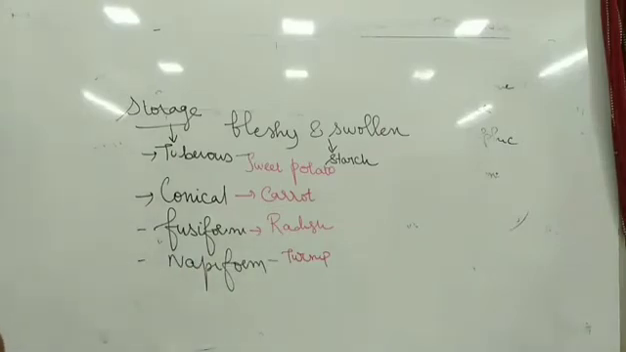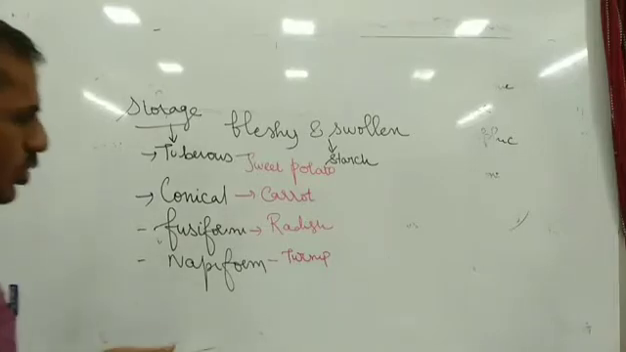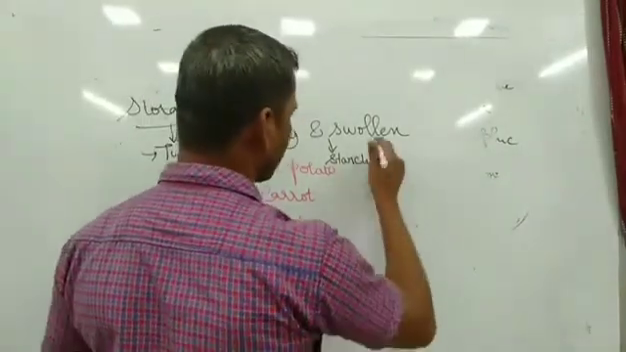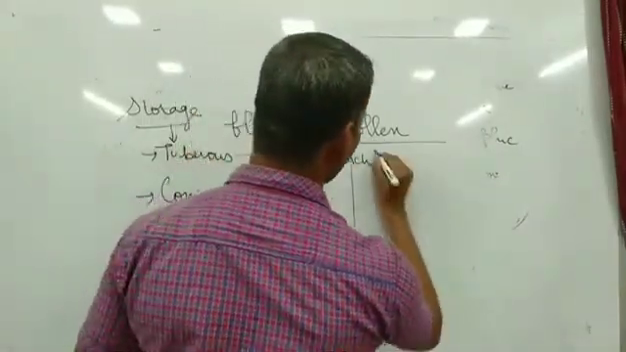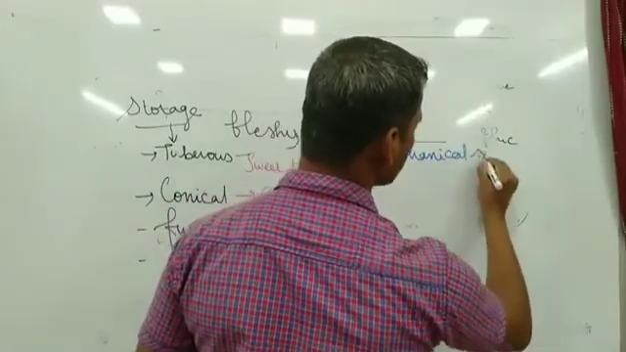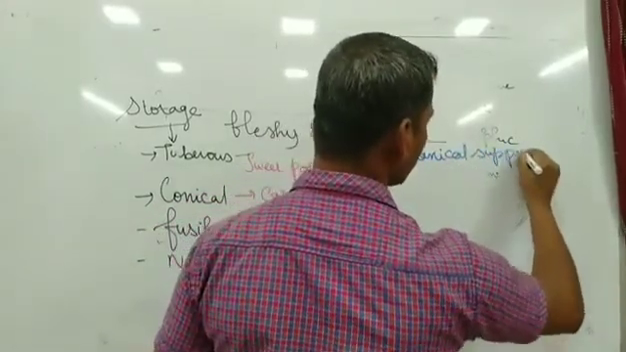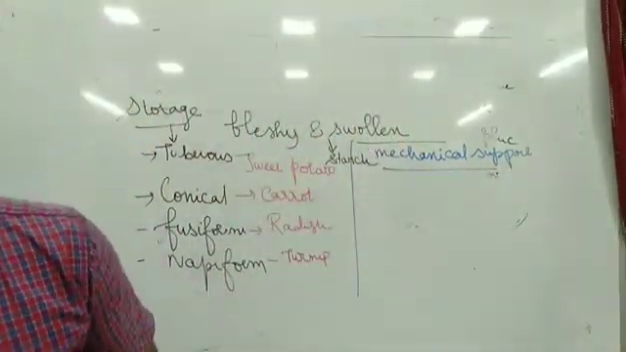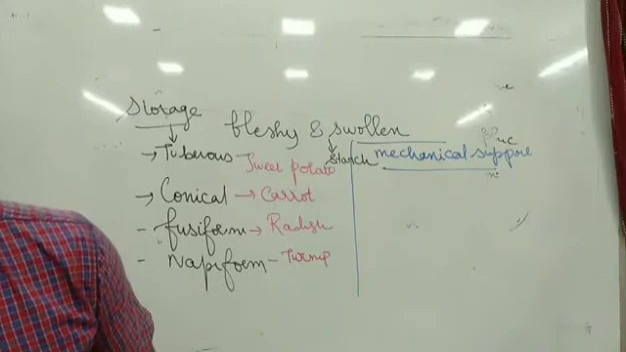Another thing I said is that the root helps with storage, and the root also helps with mechanical support. One kind of root helps with storage, another helps with mechanical support. Based on the mechanical support, the roots are further divided into categories.